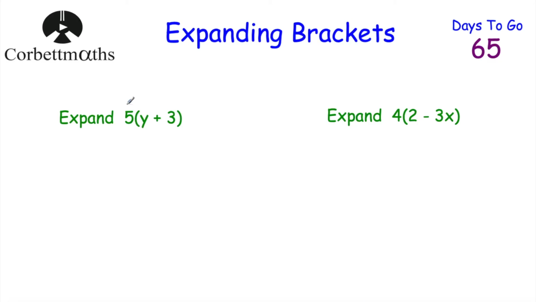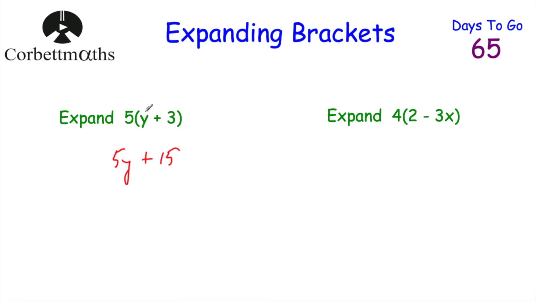So first question says expand 5 bracket y plus 3. What that means is we've got 5 lots of y plus 3. If we wrote down y plus 3, y plus 3, y plus 3, and so on, five times, we'd have 5y plus 15. Or a quick way to do it is to multiply what's inside the bracket by the number outside, because you've got 5 lots of y and 5 lots of 3. So 5 lots of y would be 5y. And then 5 lots of 3 would be 15, so plus 15.